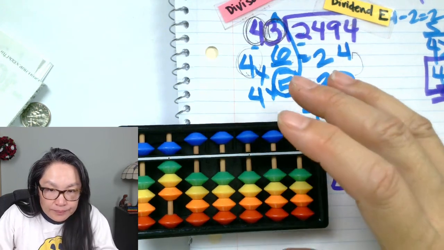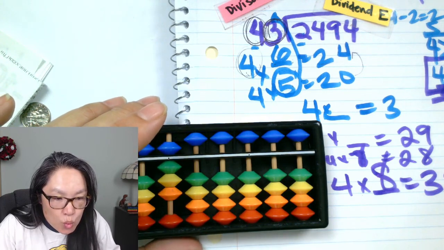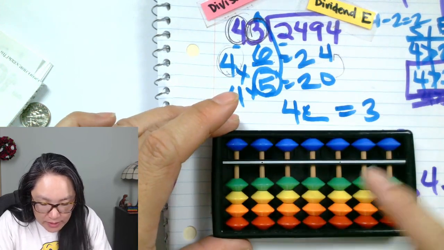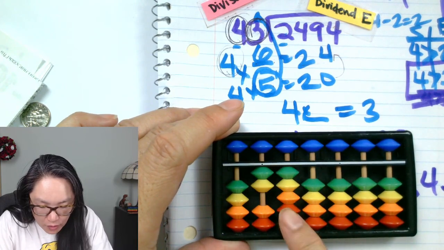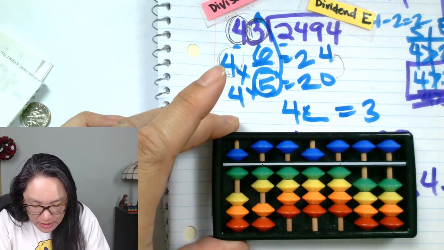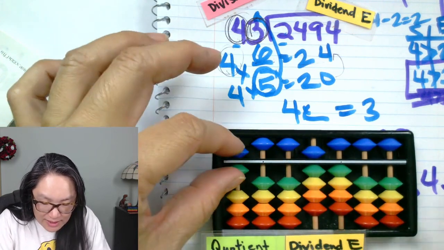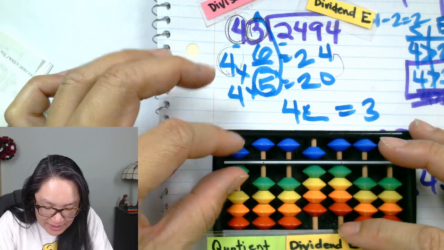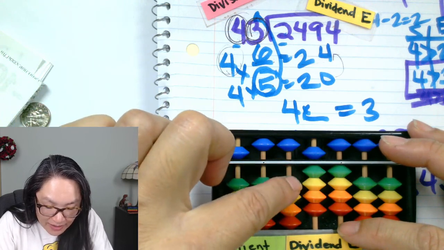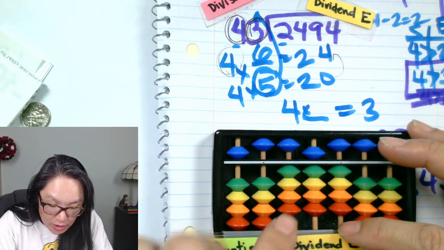Did that make sense? Wait, why did you only add 2? Oh, because I made a mistake. If we look, we did 2, 4, 9, 4. So we did 6, right? We did 24. So we did take away 20, take away 4. 6 times 3 is 18. Cannot take away 18. So I take 1 away and I go back and I add the divisor because I did too much.